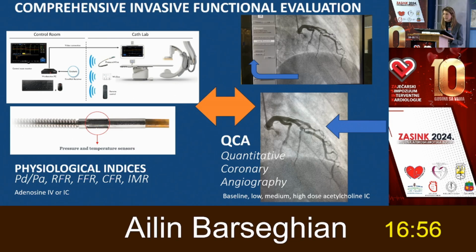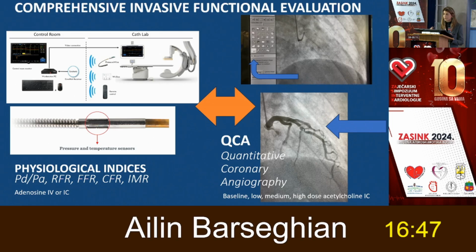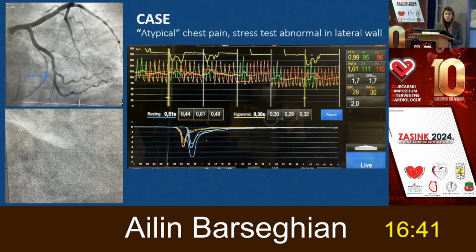For QCA, most cath labs have the feature where you manually basically draw the diameter of the coronary artery at one particular point, and you do this with low, medium, and high acetylcholine. So here's one example.